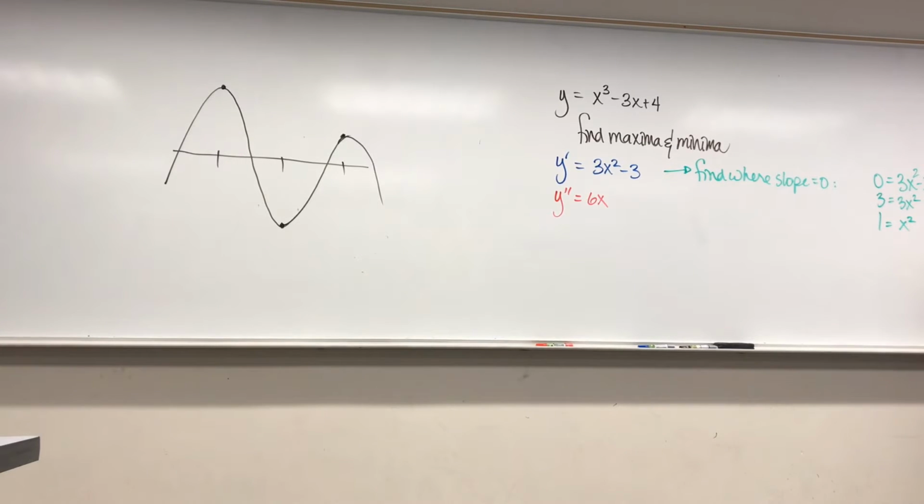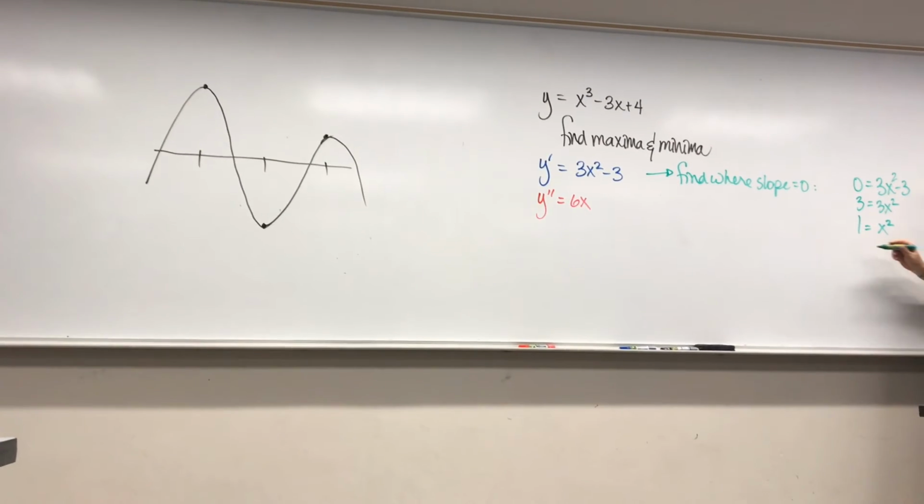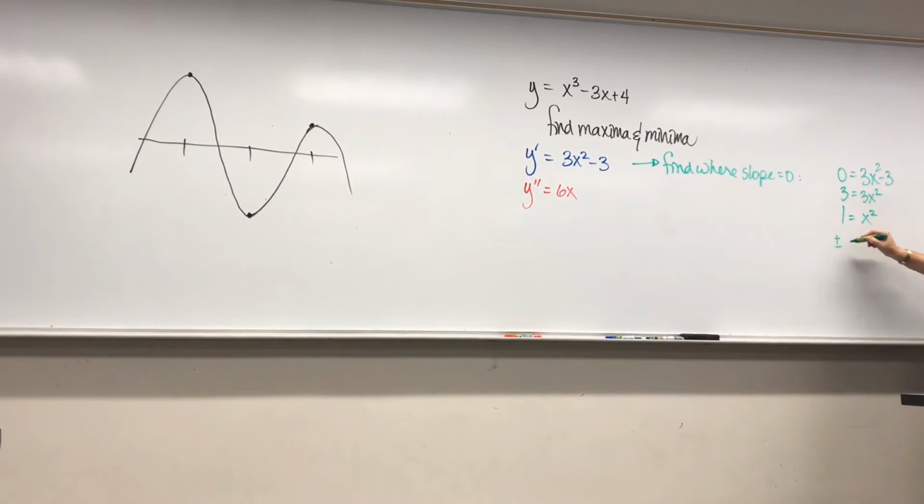What do I do now? Square root both sides. So I'm going to get x equals plus or minus 1, because negative 1 times negative 1 is 1, so the square root of 1 is also negative 1. So I have 2 x values: x equals 1 and x equals negative 1. Now we have to identify which is a max and which is a min.